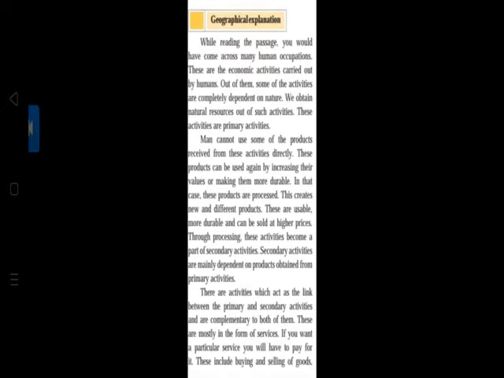The first lesson we finished was primary activity or primary based industries. We spoke about secondary activities. The third part is the tertiary activities. There are activities which are linked between primary and secondary activities and are complementary to both of them. These are mostly in the form of services. If you want a particular service, you have to pay for it. These include buying and selling of goods.